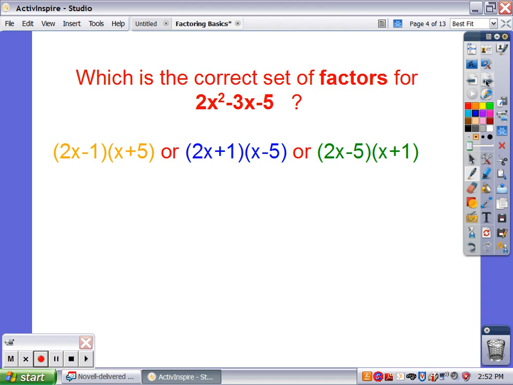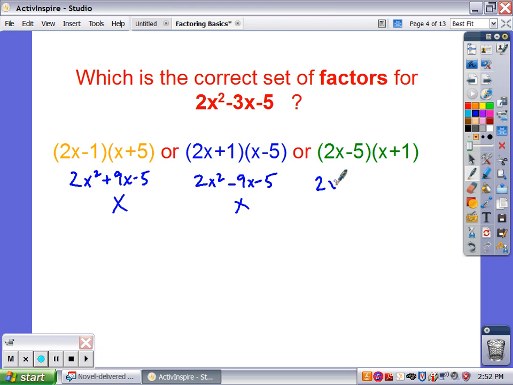Take a look at another one with a coefficient on the x squared. Would I like the orange or the blue or the green factors here? What you're doing is multiplying in your head. Here I would get 2x squared plus 9x minus 5. Here I would get 2x squared minus 9x minus 5. What's wrong? The middle term isn't what I want.